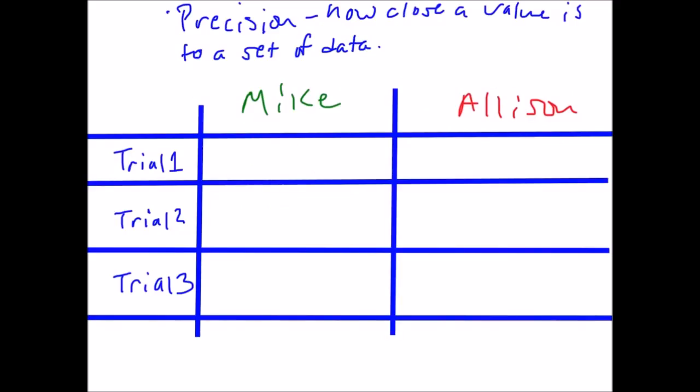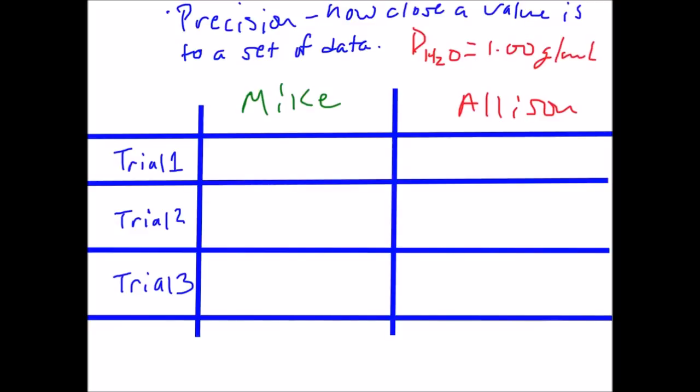Alright, now let's talk about precision. How close a value is to a set of data. Okay, so let's pretend that a student, Mike, and another student, Allison, are both performing an experiment. They are going to go ahead and get the density of water. So I'll put up here what our accepted value for the density of water is again. Alright, and this time I'll include 3 sig figs.